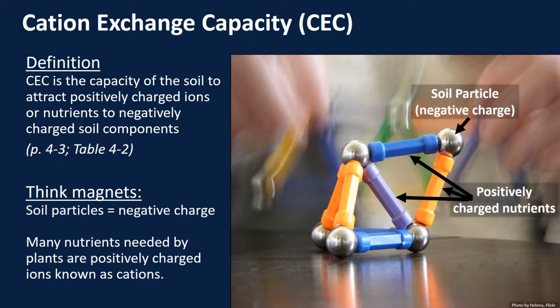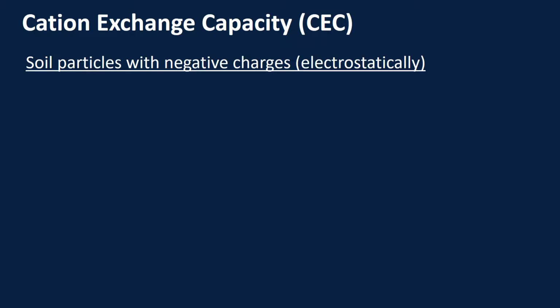So we can think of these sticks here that are connected to the balls as those positively charged nutrients. So the more negatively charged balls or soil particles that are in the soil, the more positively charged nutrients that soil can hold on to. And that's cation exchange capacity, the amount of those negatively charged balls in the soil. There are several different components of the soil that tend to have a little bit more negative charge to them, and those are clay minerals and organic matter. They both tend to have a lot of negatively charged surfaces on them that positively charged nutrients can be attracted to and hold on to.